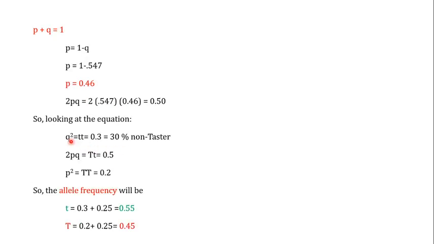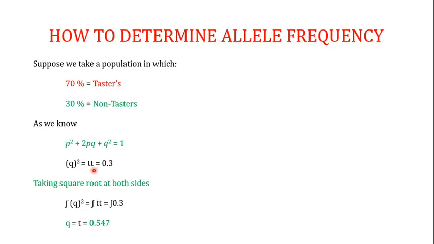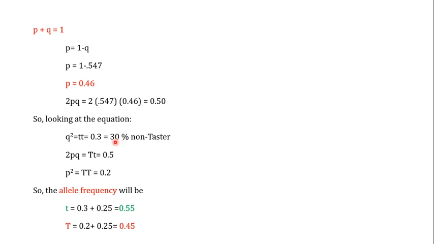For q square, we have already been given that the value is 0.3, so we will put 0.3 here. We have determined the value of 2pq, which is the heterozygous condition, and we know that the value is 0.5. If you add 0.5 and 0.3, that will be 0.8, and if you subtract 0.8 from 1, the remaining value will be 0.2, which is p square.